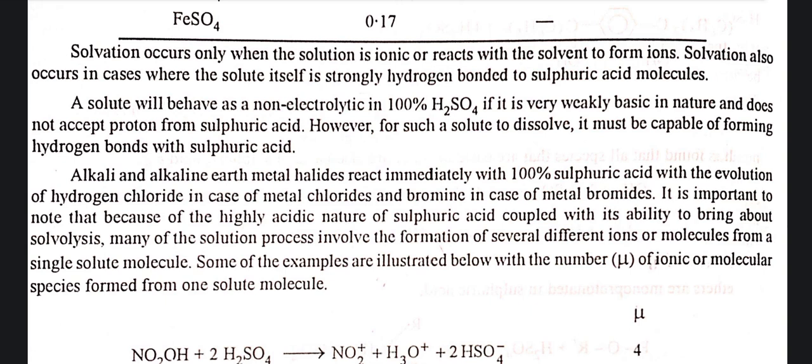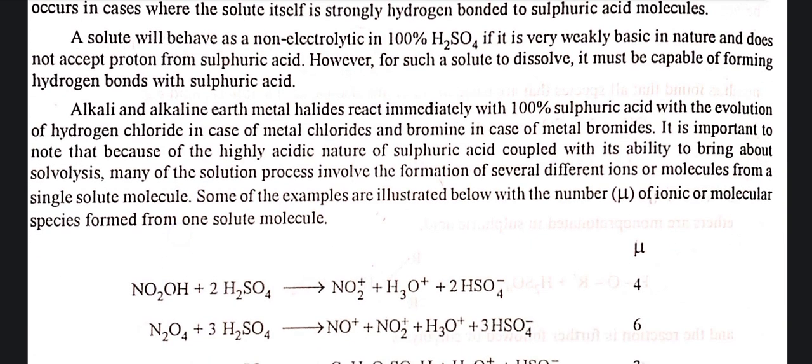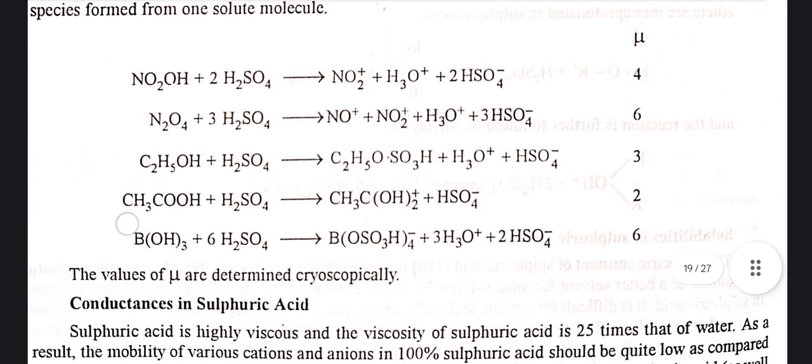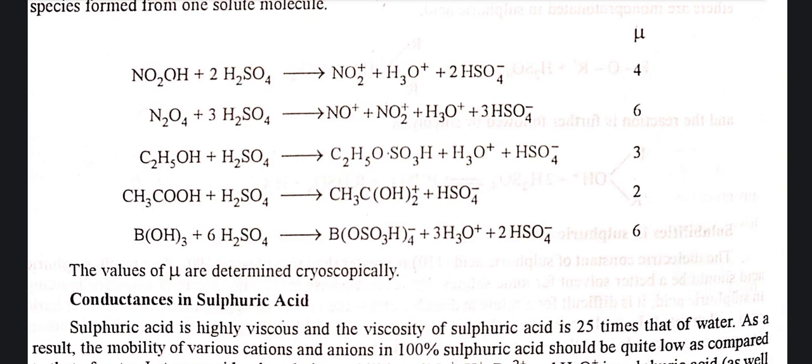It is important to note that because of the highly acidic nature of sulfuric acid coupled with its ability to bring about solvolysis, many of the solution processes involve the formation of several different ions or molecules from a single solute molecule. Some of the examples are illustrated below with the number mu of ionic or molecular species formed from one solute molecule. The values of mu are determined cryoscopically.